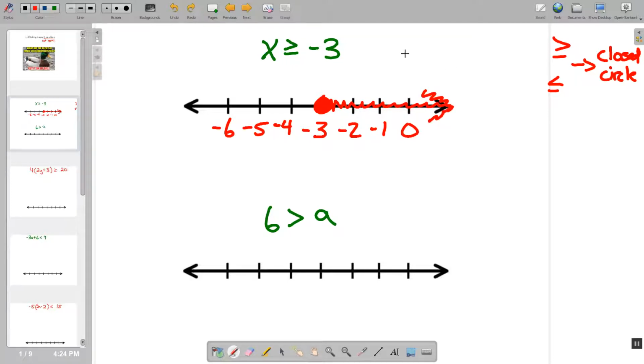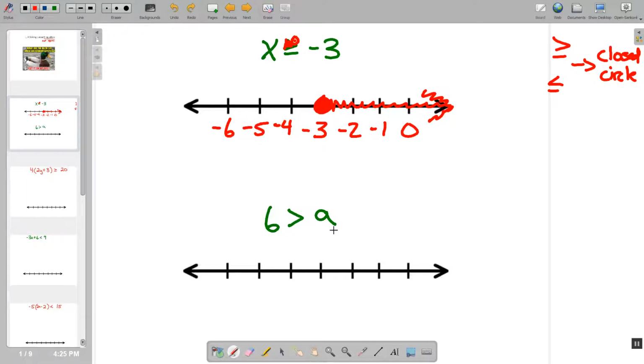I always remind myself that I'm shading bigger because I think of this as an alligator's mouth, and I like to sometimes draw little teeth and then a crazy little eyeball. And alligators are very hungry, so they're always going to try to eat the bigger number. In this case, it's x.